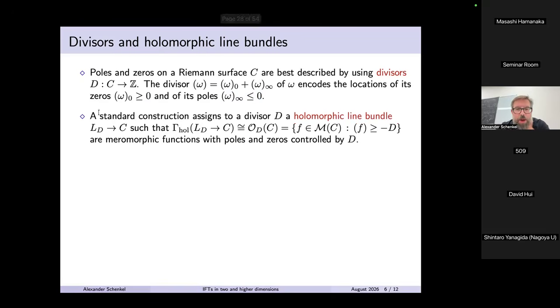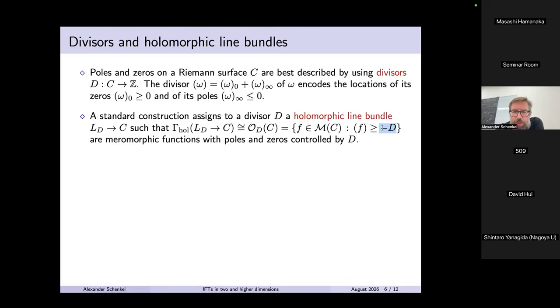Okay, now what you can do with a divisor is you can assign to every divisor a holomorphic line bundle. I write that as L_D. And this holomorphic line bundle has the following feature. When you take holomorphic sections of this holomorphic line bundle, the space of holomorphic sections is isomorphic to the space of meromorphic functions conditioned by the divisor D, which you use to build the line bundle. So this condition means that you have meromorphic functions whose poles and zeros are bounded by minus D.